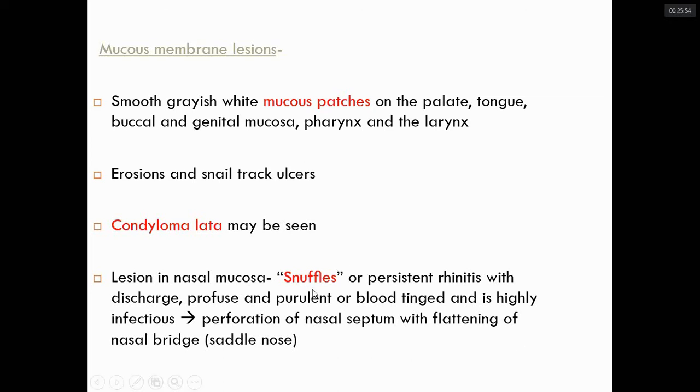There is one term called snuffles. This is persistent rhinitis with discharge. This is profuse, purulent and blood tinged, and it is highly infectious, which may lead to perforation of the nasal septum with flattening of the nasal bridge, which gives rise to a saddle nose appearance.